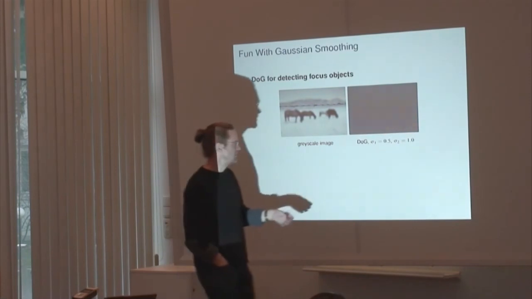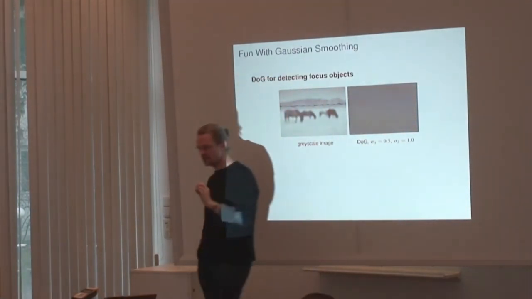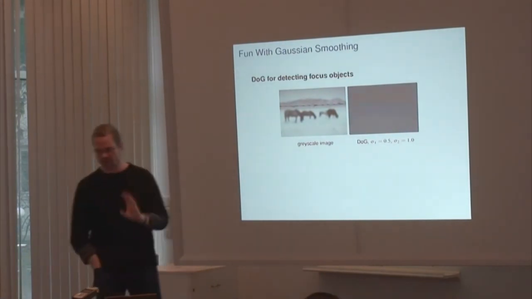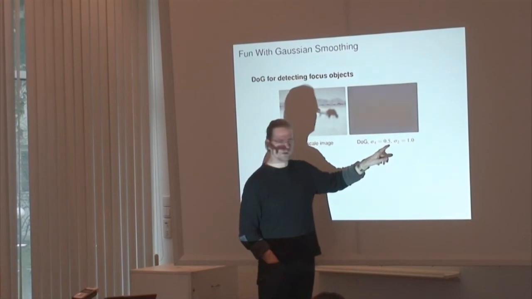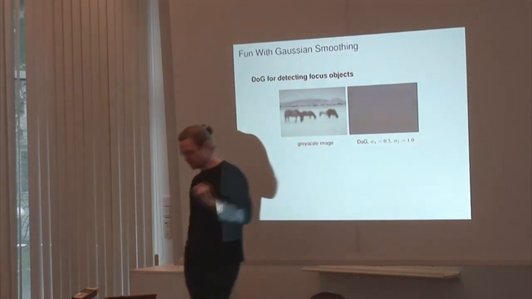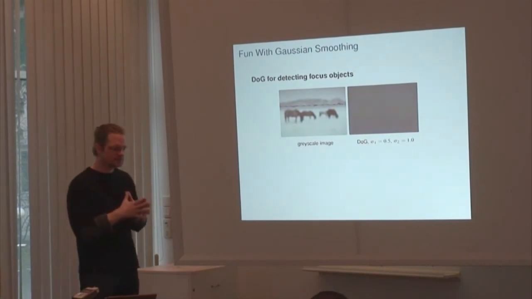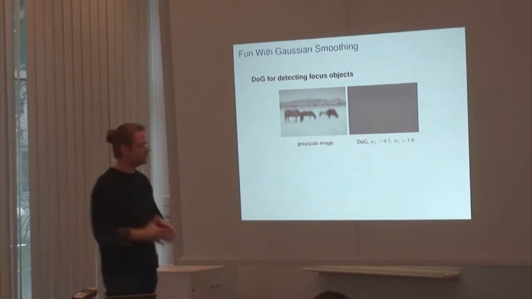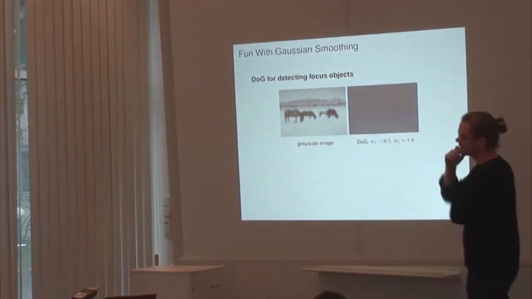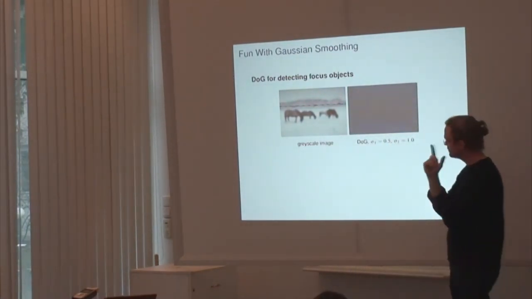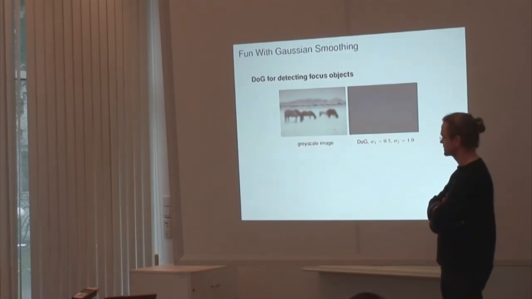But this time I choose the two variance parameters to be really, really small, or comparatively small. For the one Gaussian it was 0.5, and for the other it was 1.0. And if I apply this difference of Gaussian filter to this image, this is what we get. Let us briefly think about why that could be the case.